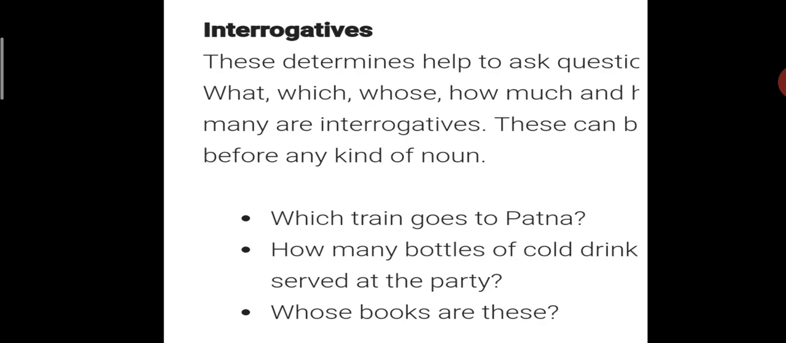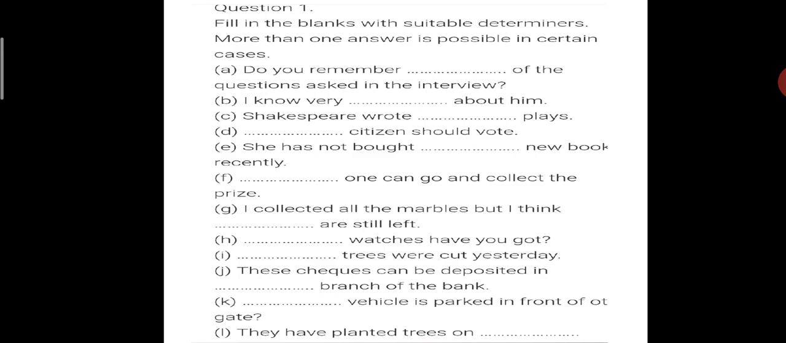Next is the interrogative determiner. Interrogative means asking a question. What, which, whose, how much, how many are the interrogative determiners. This can be for any kind of noun. Which train goes to Patna? How many bottles of cold drinks were served at the party? Whose books are these? When we are asking a question, that time we use interrogative determiners.